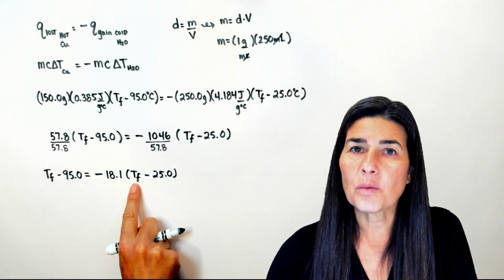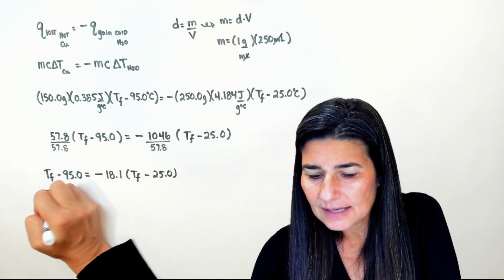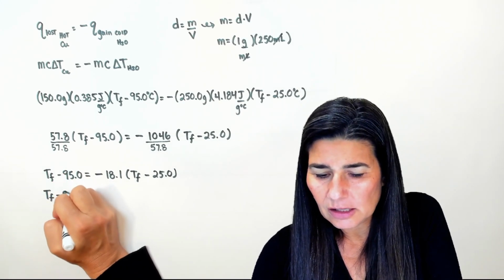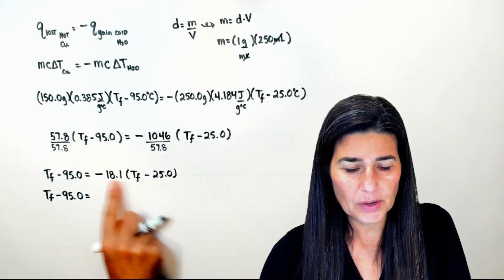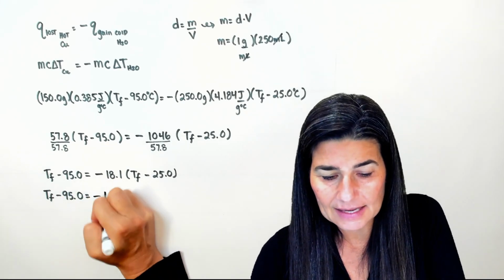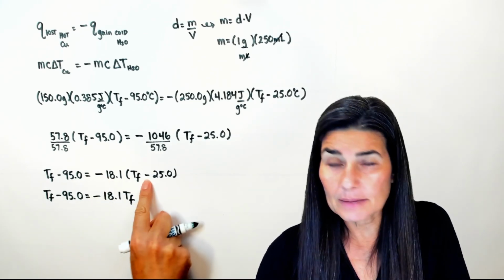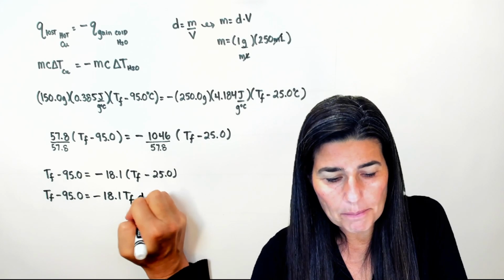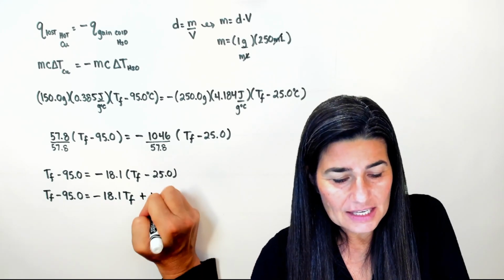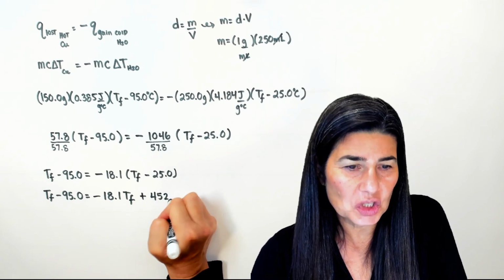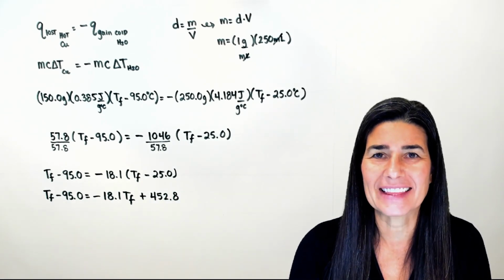Okay, now all we need to do is distribute one time. So we're going to leave this side of the equation alone. T final minus 95.0 equals a negative 18.1 times T final is negative 18.1 T final. A negative times a negative, though, that's going to be a positive over here. 18.1 times 25 is 452.8.